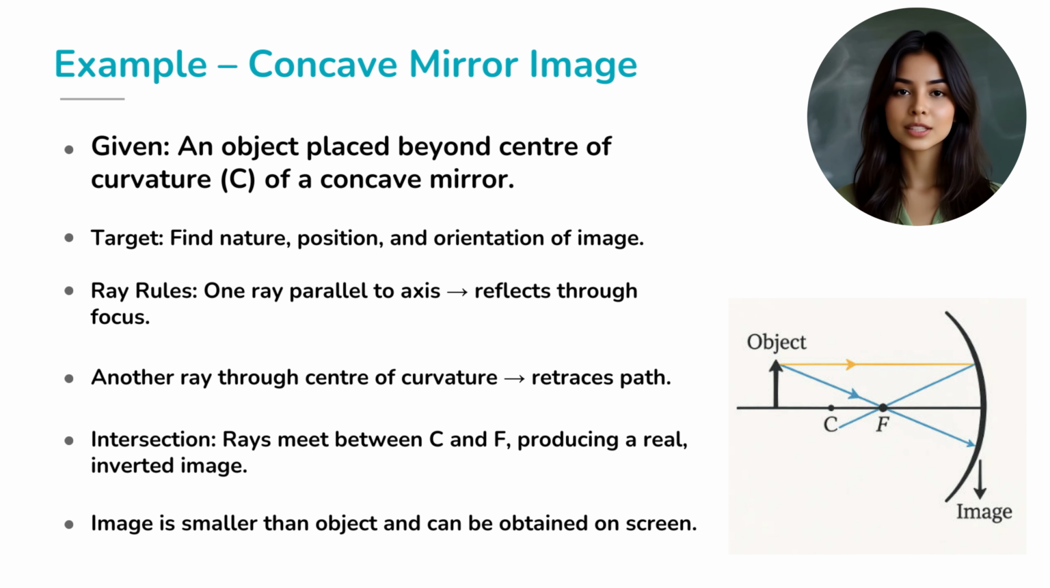So what do we get? The image is real, inverted, and smaller than the object. And yes, this image can be caught on a screen. This is why concave mirrors are used in telescopes and shaving mirrors. Depending on distance, they can magnify or minimize.